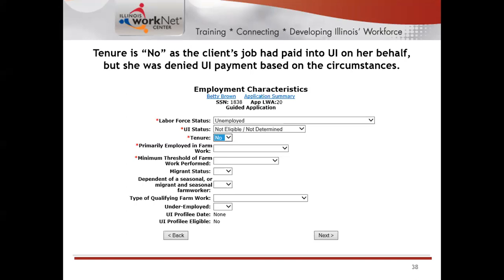On this mock client that I built, she did not meet tenure either, because if you recall, she was laid off prior to pandemic UI. So in her case, she's not eligible for employment and she doesn't meet tenure.